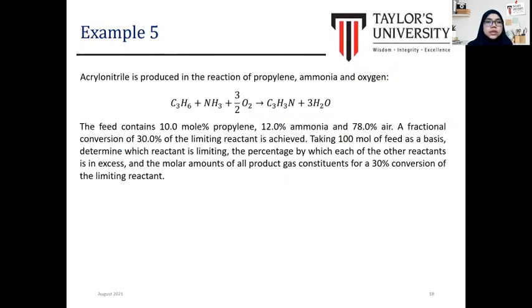Let's take a look at this. Acrylonitrile is produced in the reaction of propylene, ammonia, and oxygen. The feeds contain, okay, this is the feed. So we have a reactor.